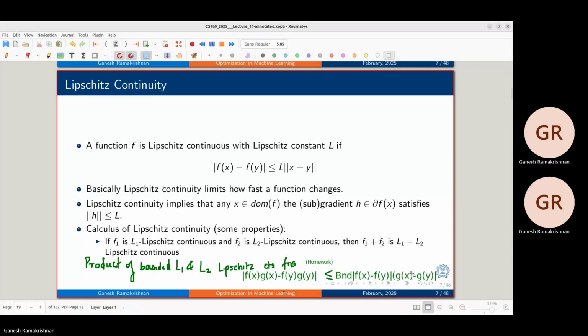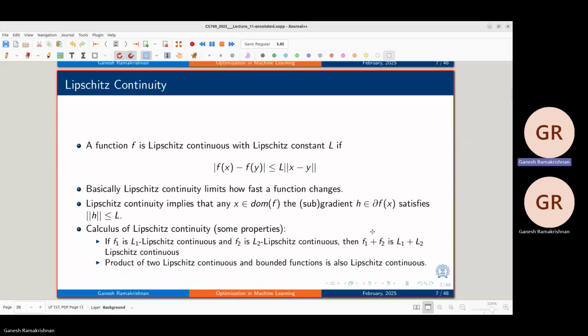Okay, so product of bounded L1 and L2 Lipschitz continuous functions. What are we saying basically? f(x)g(x) minus f(y)g(y) is less than or equal to some bound times f(x) minus f(y) into g(x) minus g(y). Bounded means the function's absolute value will not exceed a certain threshold. You need to work this out, do it as homework. So the product of two Lipschitz continuous and bounded functions is also Lipschitz continuous.